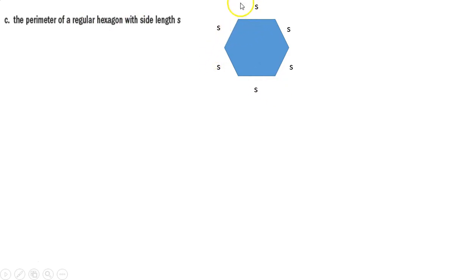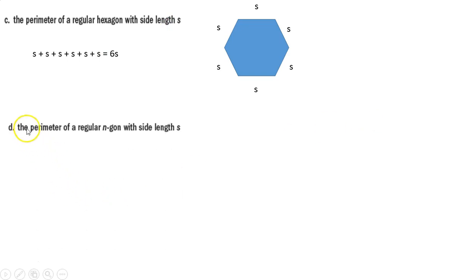And then to find the perimeter of this regular hexagon, we take those S's, 6 of them, and we add them together. S plus S plus S plus S plus S plus S, which is equal to 6 times S. So the perimeter of a regular hexagon with side length of S is 6S.